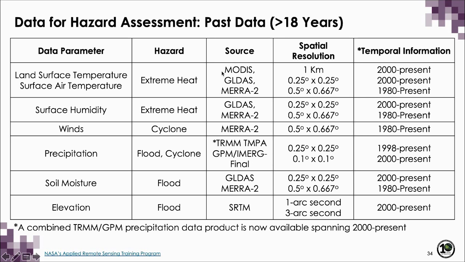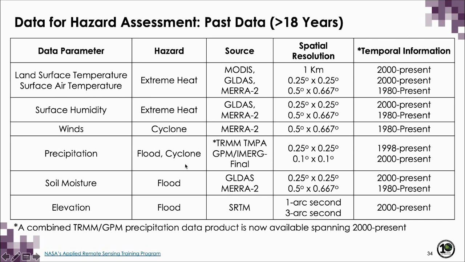Sources of these parameters are MODIS, which is a sensor flying on Terra and Aqua satellites, and the Global Land Data Assimilation System model. This is a reanalysis model. Both these models use satellite data assimilated in them, or in GLDAS, they're used as forcing. And these provide temperature and humidity information. Winds are also available from MERRA-2. They are useful for understanding where very high speed wind is occurring because of cyclones.